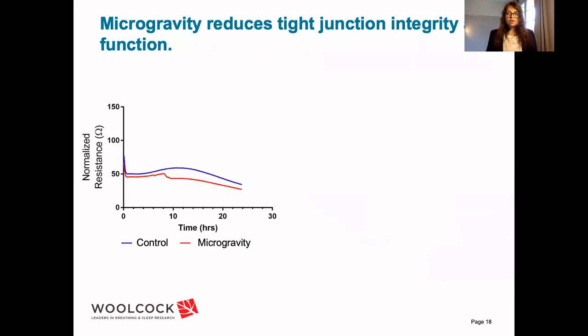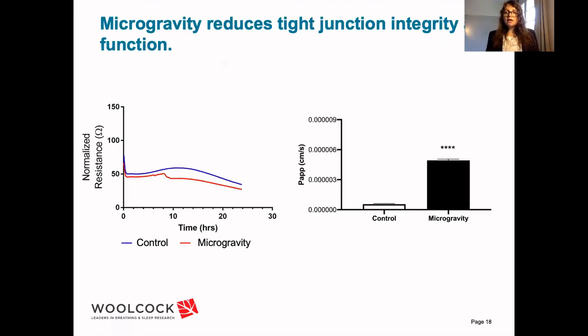We measured junctional integrity first by using the ECIS, which measures the change in electrical resistance essentially over time of these ALI cultures. So here we have normalized resistance, and this is over a 24-hour period. And in blue, we have the control. And what we can see is when we look at the red microgravity line, you see this drop in normalized resistance, suggesting that perhaps those tight junctions are not as integral or are not fully formed as we would expect in the control setting.